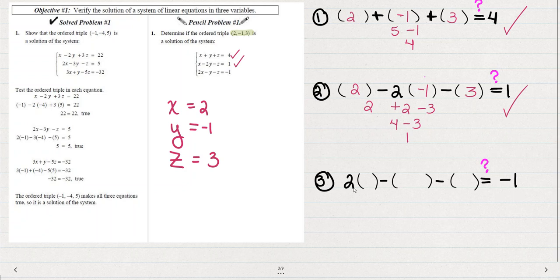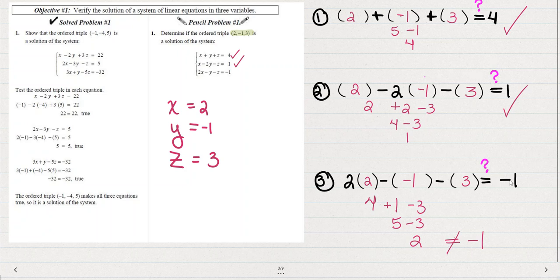Let's try the third equation. 2x minus y minus z equals -1. When x is 2 and y is -1 and z is 3, we'd have 4 minus -1 would be +1, minus 3, that's 5 minus 3, which is 2, and it looks like we don't have a consistent statement because 2 does not equal -1.